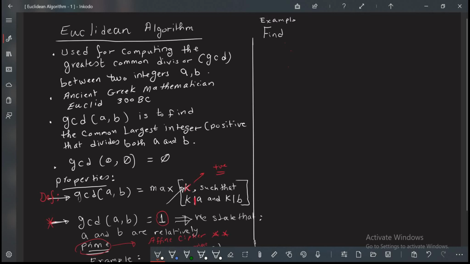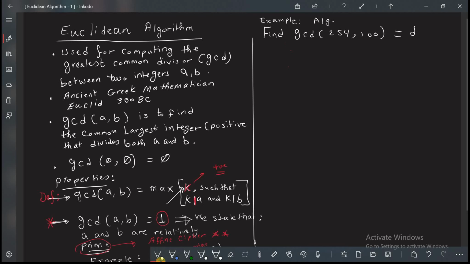Of course, this example is on the algorithm itself. Find the GCD of the two numbers 254 and 100. So I have chosen two numbers, and we find the greatest common divisor, which is, let's call it D. Now we are going to use the Euclidean algorithm.